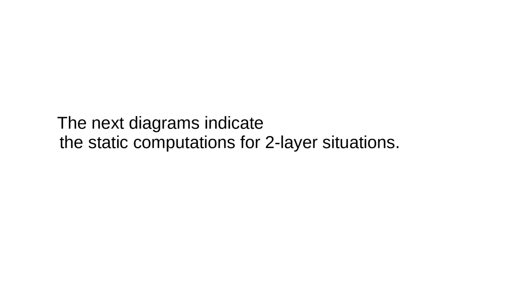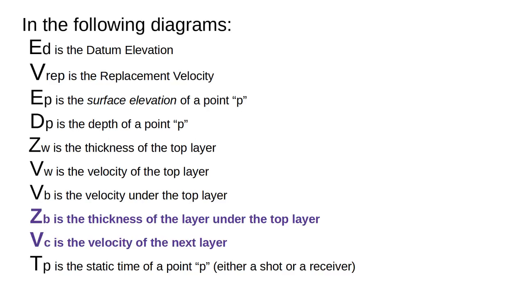The next diagrams indicate the static computations for two-layer situations. In the following diagrams, ED is the datum elevation, VREP is the replacement velocity, EP is the surface elevation of a point P, DP is the depth of a point P, ZW is the thickness of the top layer, VW is the velocity of the top layer, VB is the velocity under the top layer, ZB is the thickness of the layer under the top layer, VC is the velocity of the next layer, and TP is the static time of a point P, either a shot or a receiver.